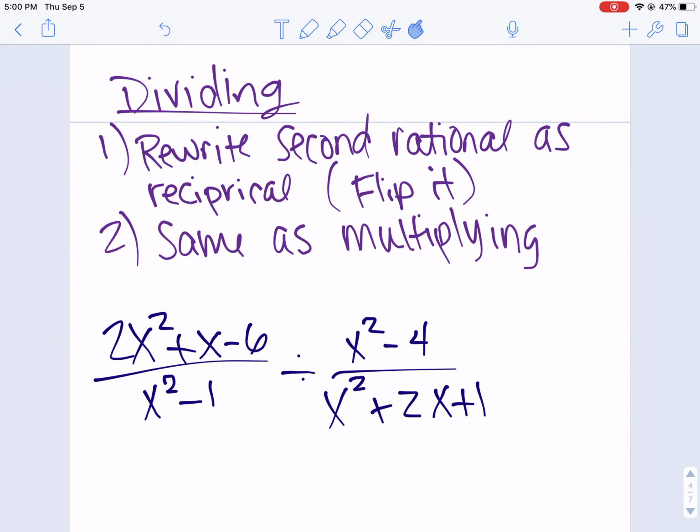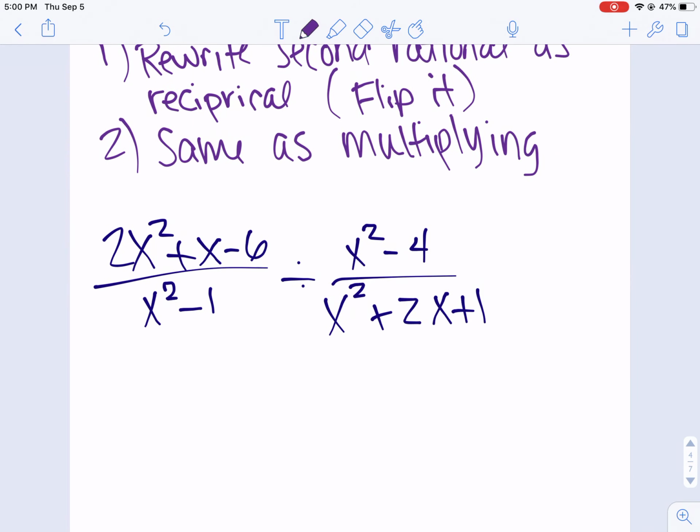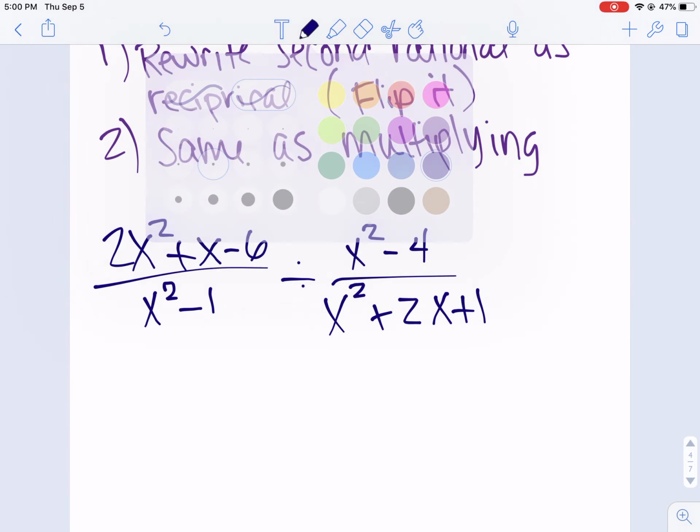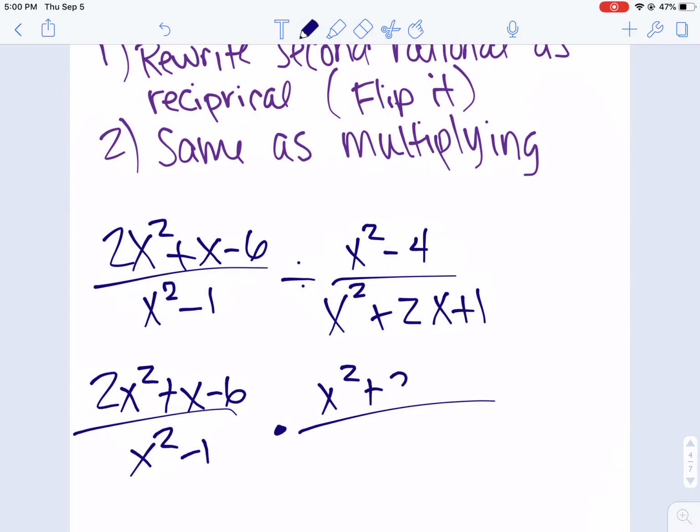Dividing, it's just the same as multiplying, except for on step 1, you have to flip the fraction. That's called multiplying by the reciprocal. So down here in the example that I have for you, the very first thing we're going to start off by doing is we're going to rewrite the first fraction the way it is. And in the second one, we're going to multiply but this time the x squared plus 2x plus 1 is on top, and the x squared minus 4 is on bottom.